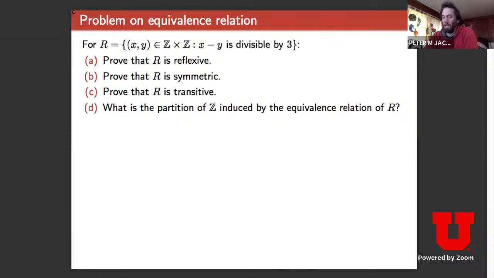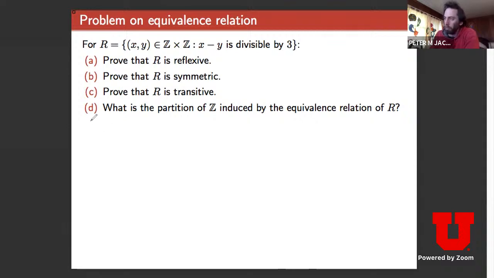Let's do part B. And if there are any questions about part A, just let me know. That's part A. So, part B: prove that the relation is symmetric. I guess I'll do this one. To show it's symmetric, we need to show that if xy is in R, then yx is in R.